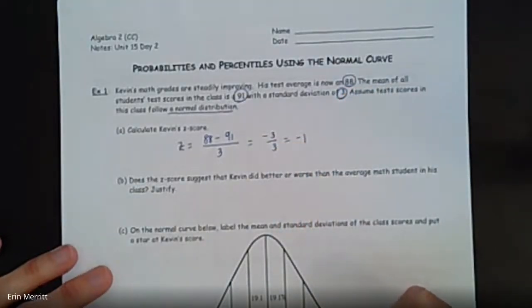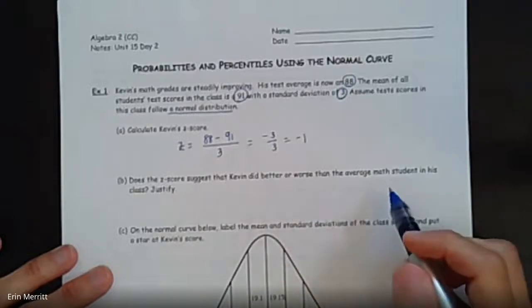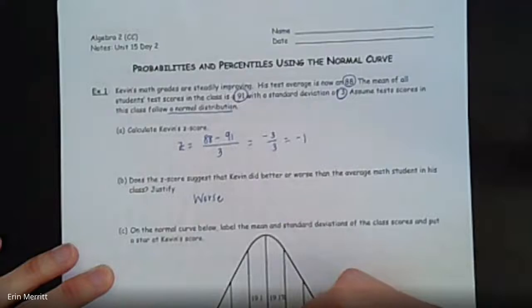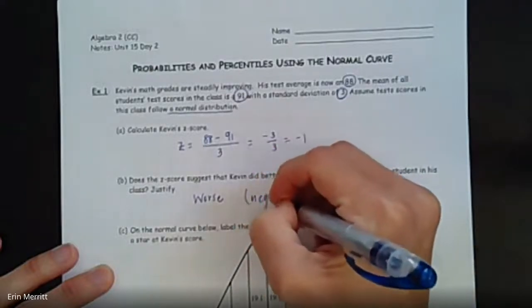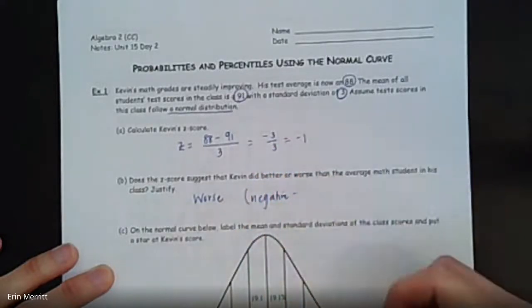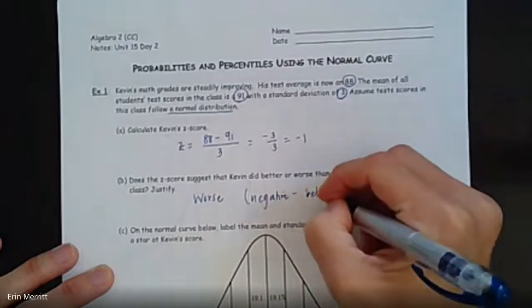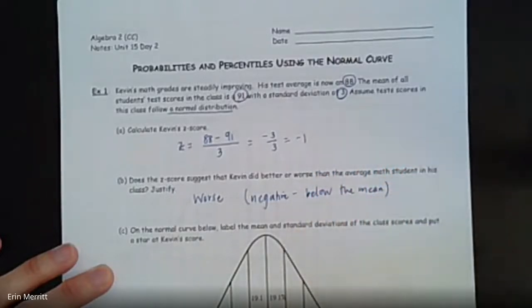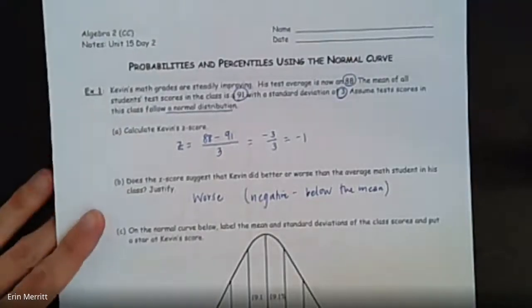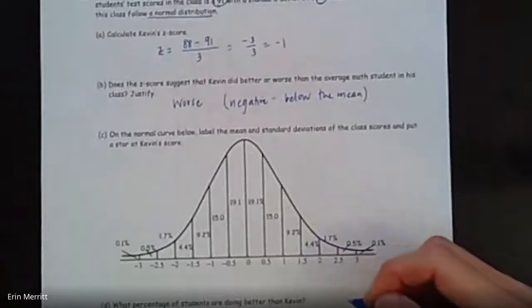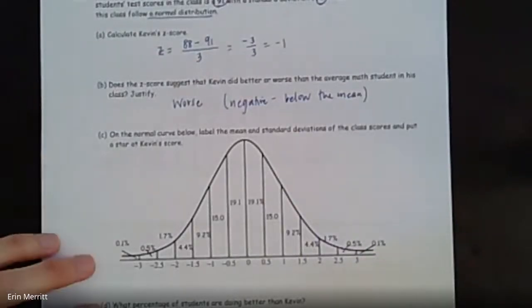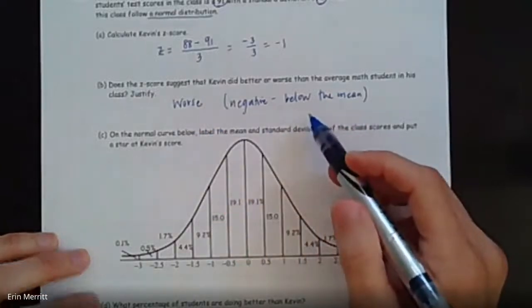So it says, does the z-score suggest that Kevin did better or worse than the average math student? Well, worse, because negative isn't always bad, but what negative does mean is you're below the mean. So in terms of grades, yeah, below the mean's not good. If it was like blood pressure, yeah, it's great to be below the mean. Low blood pressure is good, or golf score, lower is better. But it just depends contextually. In this case, it means he did worse than everybody.